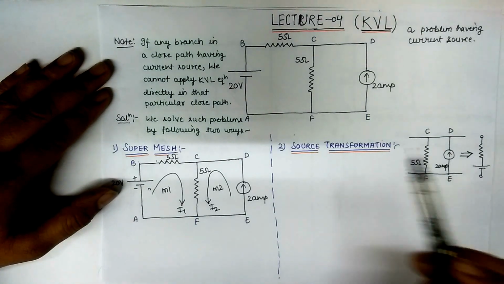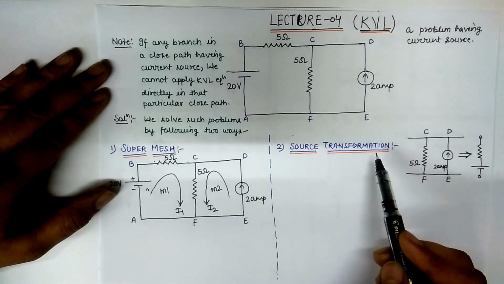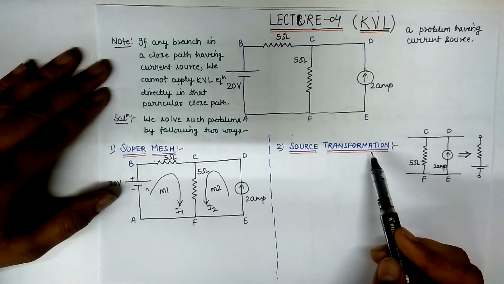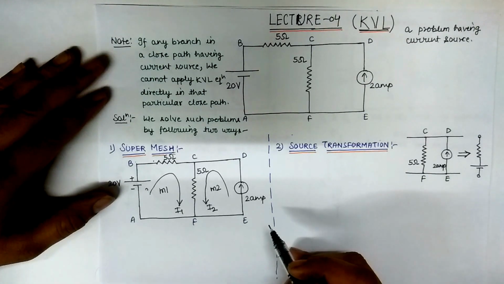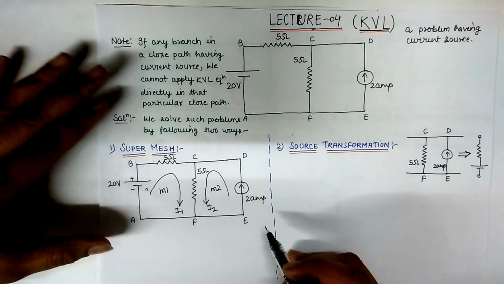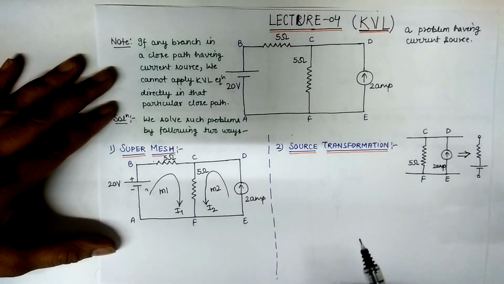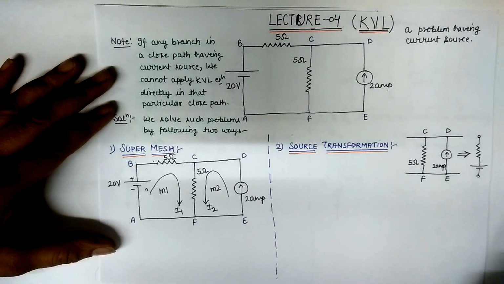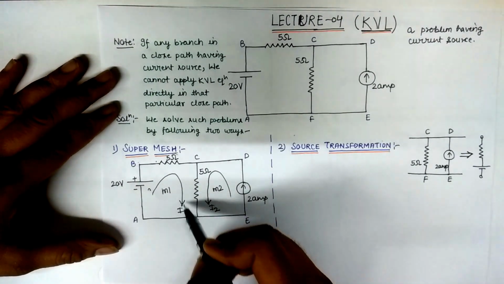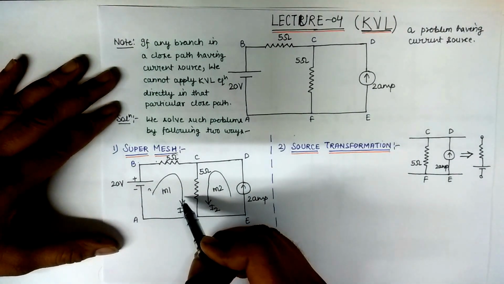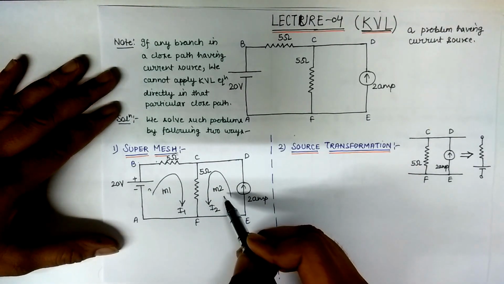So we have two methods. Number one, super mesh, and second method, source transformation. So let us see how to solve this question. First of all, make polarity on each element, and before that, assume current in a closed path, mesh and loop. So this is first closed path M1 and this is second closed path M2.